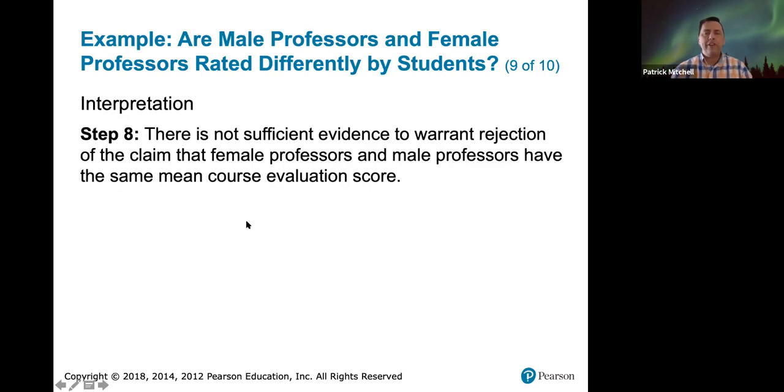So the interpretation is there is not, and remember to word this in terms of the original claim. The original claim was that the two population means are equal. We have not found good evidence to the contrary. So we're going to say there is not sufficient evidence to warrant rejection of the claim that female professors and male professors have the same mean course evaluation score. We have not found evidence to contradict that claim.